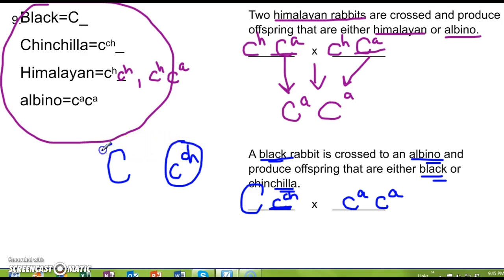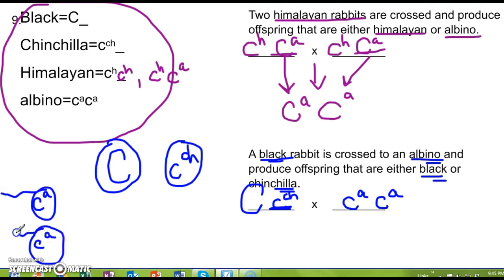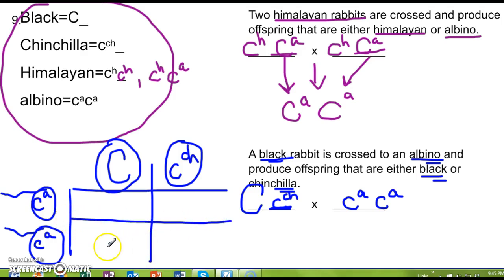So let's say that that black rabbit is the female, those are her egg cells. And then if the male that she got together with was the albino, so here are his sperm cells. There's the flagella. So you could go ahead and fill in that Punnett square so that you can see why we'll either get black or chinchilla rabbits out of this cross.